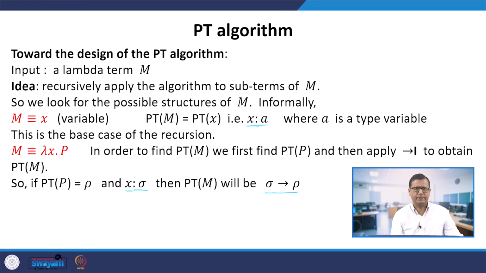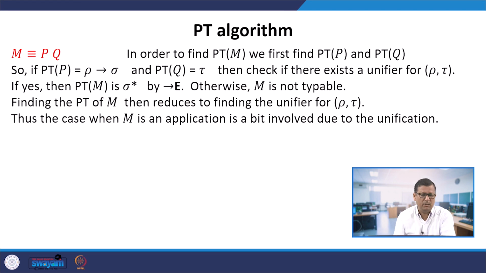This is the second case, and then we have the application case, that means M is of the form PQ. In order to find the principal type of M, we first find the principal types of P and Q. We know that arrow E is to be applied, so P should be of the form sigma, rho arrow sigma, and Q is some tau. Then, we check if there exists a unifier for rho and tau. That means, if it is unifiable, then rho and tau should unify. That means there is a substitution that makes them look syntactically identical.